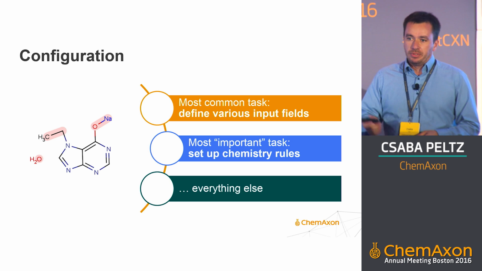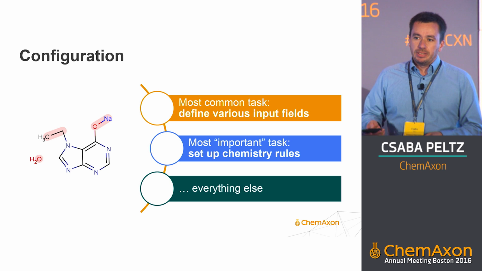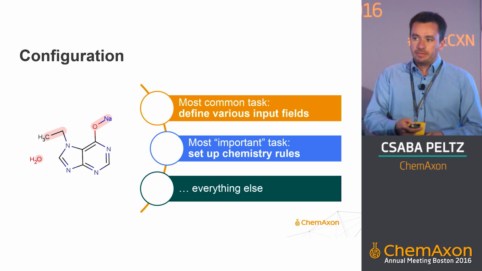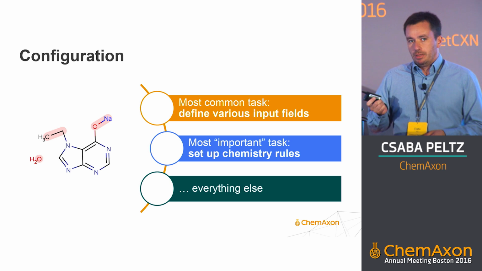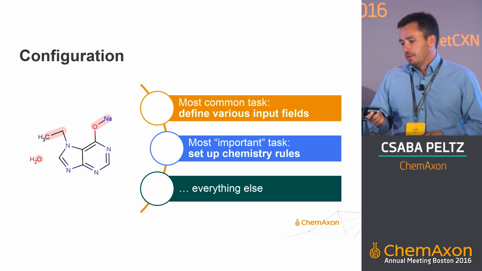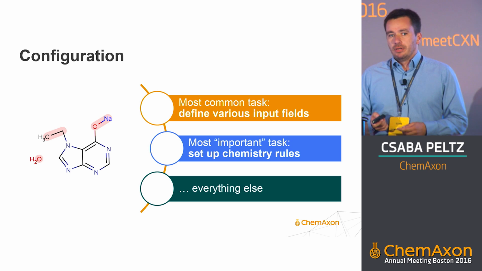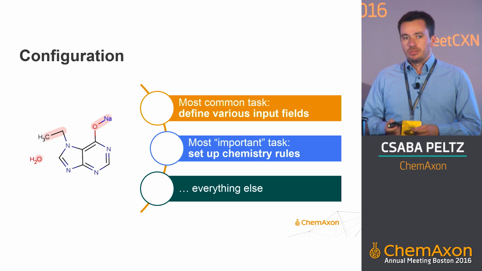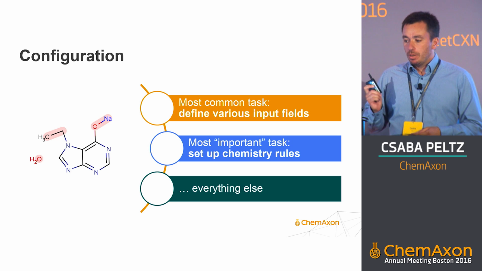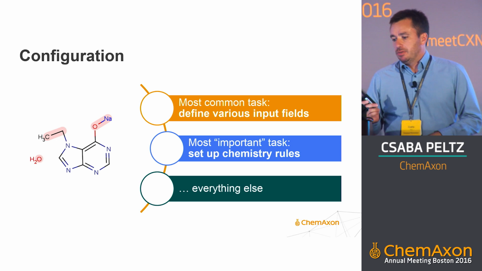On the other hand, the most important task is setting up the chemistry rules, because that's what guarantees that at the end of the day, you end up with a consistent database. I believe we will hear a lot more about the typical standardization and validation issues related to chemistry at the very last presentation of this section by Tanya. And there is certainly everything else, what to do in certain specific cases, and so on and so on.